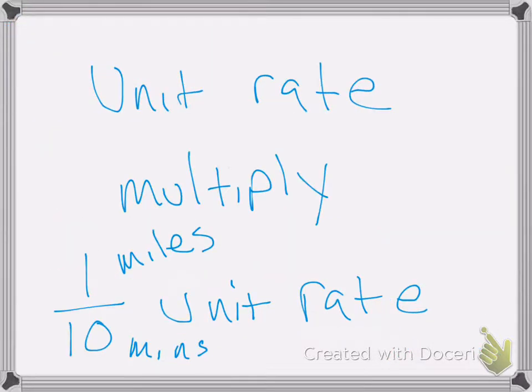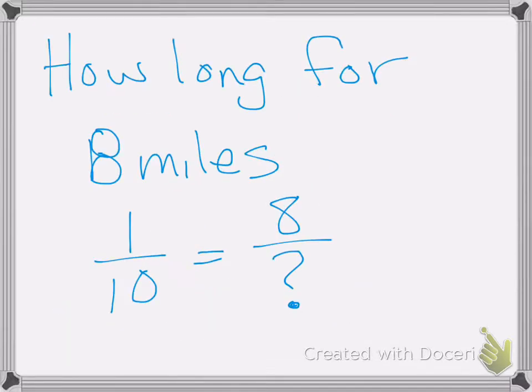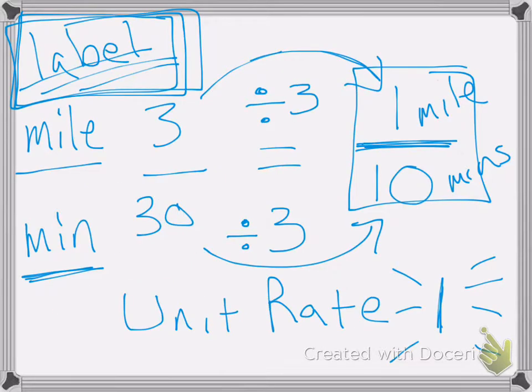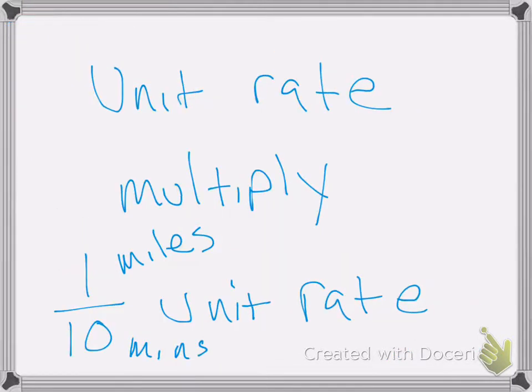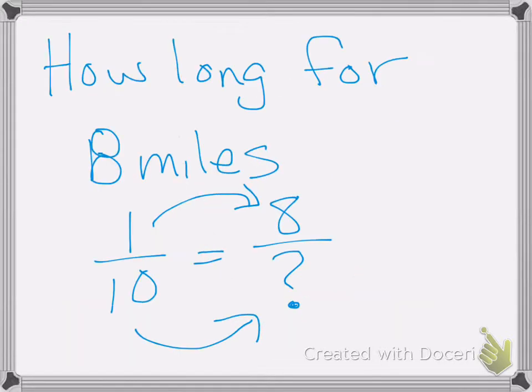You can use unit rate to find out how fast you could do 8 miles or 10 miles if you kept the same rate. So if you kept the same speed, how fast could you do 8 miles? Okay? So we're going to use the unit rate that we just found, 1 mile in 10 minutes, to find out how long it would take us to do 8 miles. How we found unit rate, we divided, right? We divided to go down to 1 mile. But when we're trying to use unit rate, we're going to multiply.